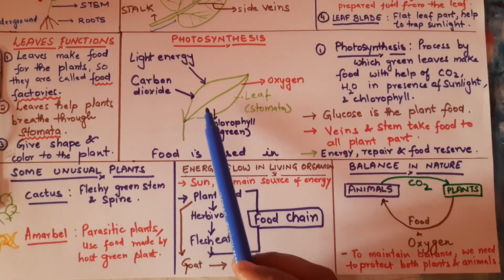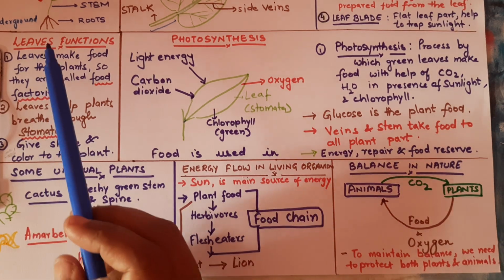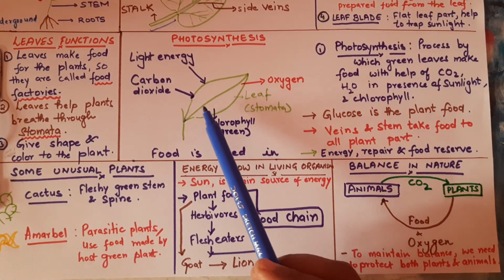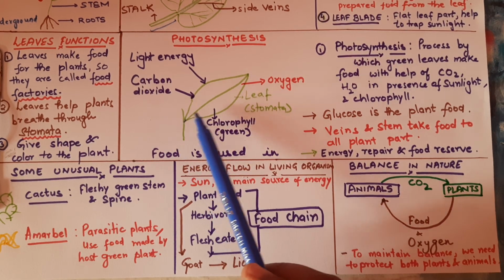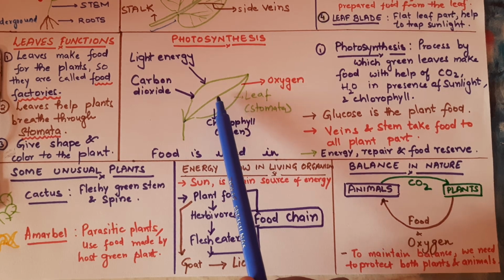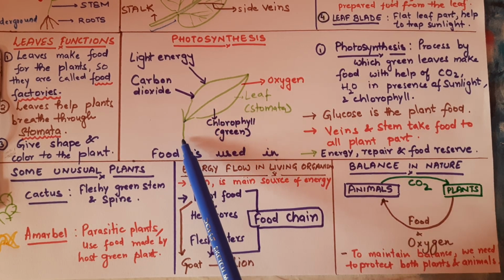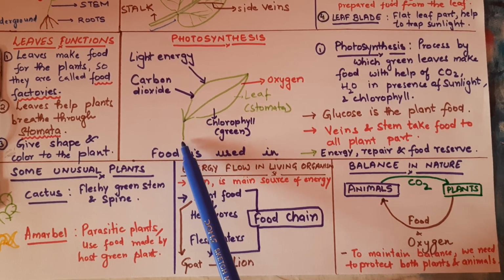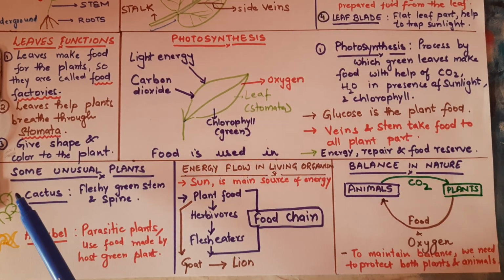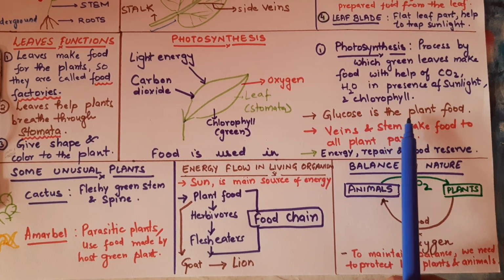Now the leaf will prepare the food. Then how is it transported to the whole plant? I already told you that this is the main vein. The side veins will take the food to the main vein, and the main vein through the stalk will distribute the food to the whole plant, to the stem. From the stem it will travel to the roots, and it will also go to the other leaves and flowers and fruits also.